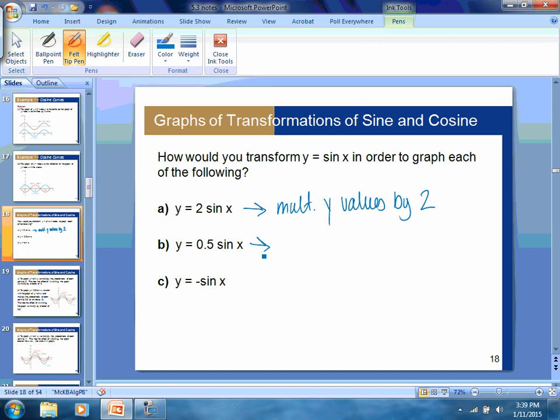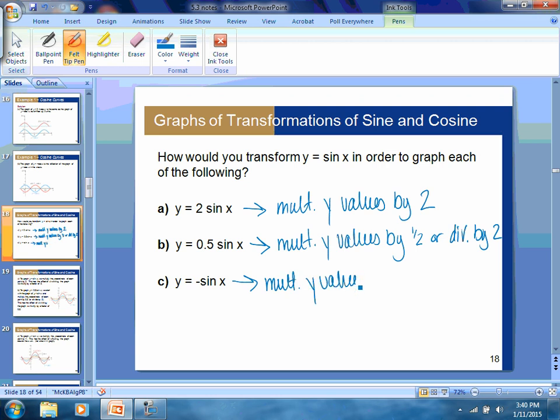Okay, so for part B, I have a 1/2 or a 0.5 sine of x. You could think of this a couple different ways. You could multiply your y values by 1/2 or 0.5, or you could divide by 2. It's the same thing. And then negative sine x, that's just like the negative cosine x that we saw. So there you would want to multiply all your y values by negative 1.